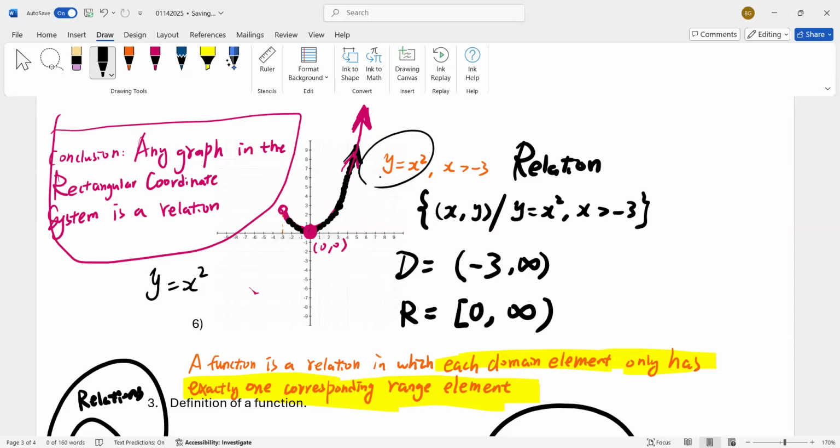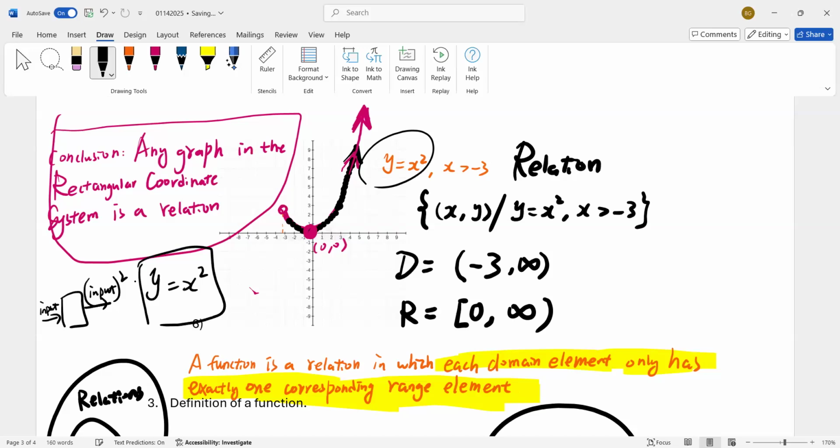It is a function because it passes the vertical line test, right? You can see that probably very easily. There's no vertical line that would pass the graph more than once. Okay, this is how we describe this function as a machine. Whenever you give the machine an input, the output is just the square of the input. It's exactly what the equation shows. x is the input, y is the output.